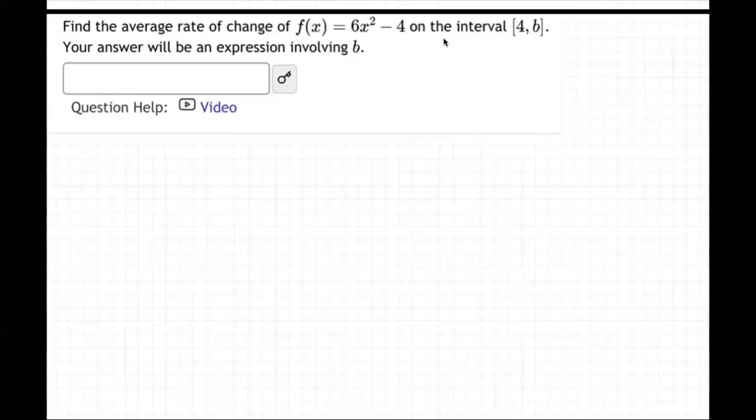On this question, it says to find the average rate of change of this function on the interval 4 to b. Your answer's going to have a b in it. All right, so the key phrase on this one is average rate of change.